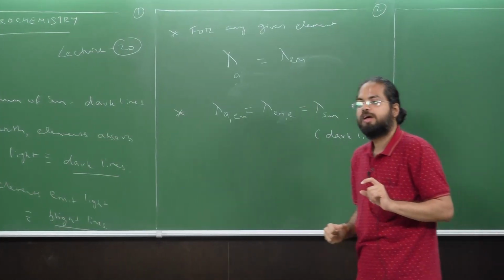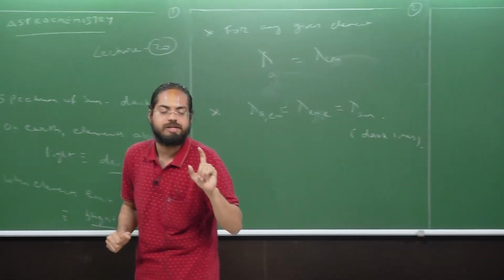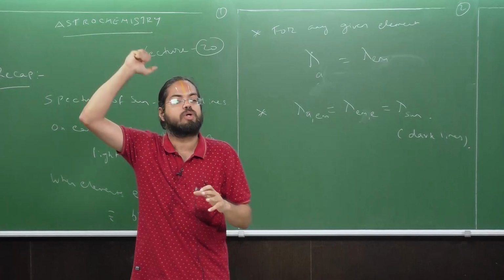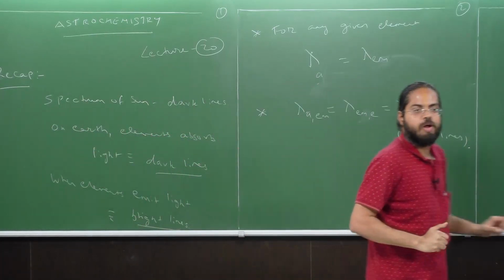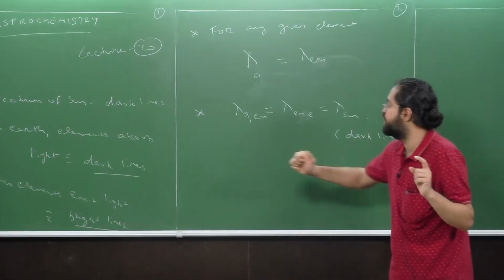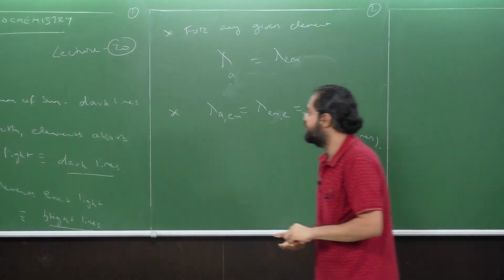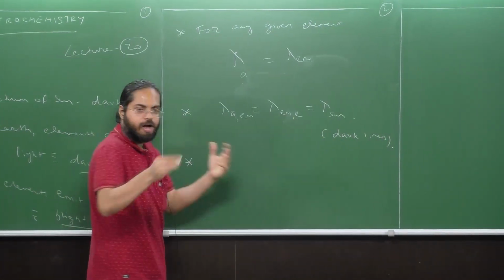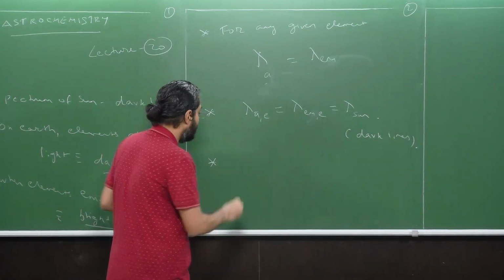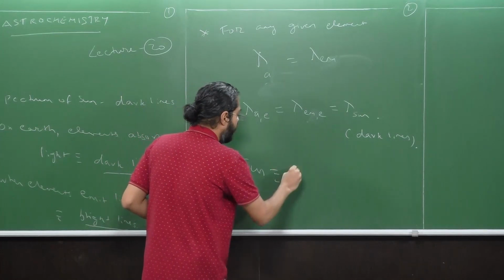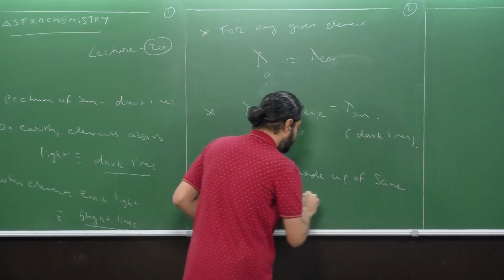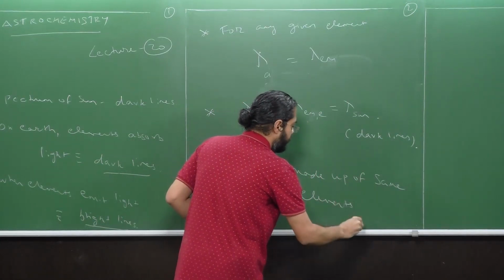Isn't it fascinating? You do an unrelated experiment on Earth, and you find that the exact same experimental observation is also obtained from the sun. What does it tell you? Any guesses? What does it tell you about the nature of the sun? Well, this tells you that the sun is also made up of the same elements present on Earth.